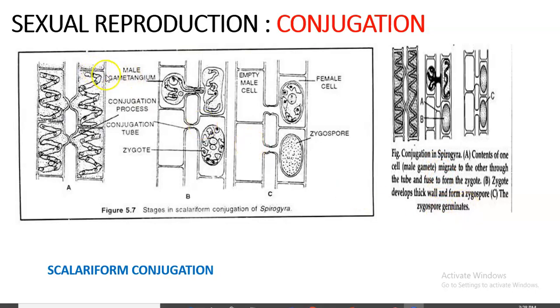So there are two kinds of conjugation. Actually one is scalariform conjugation. This is the scalariform conjugation. These both are scalariform conjugation. It is a kind of conjugation when the conjugation tube is formed between two different thalli, where one acts as male and the second acts as female. Two different thalli. So such a kind of conjugation is called scalariform conjugation.